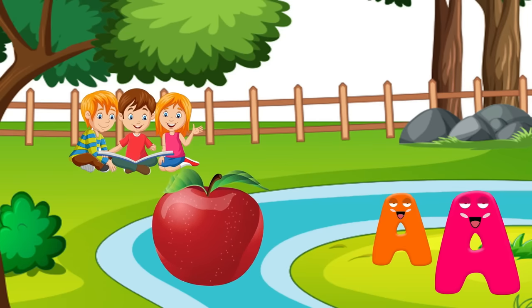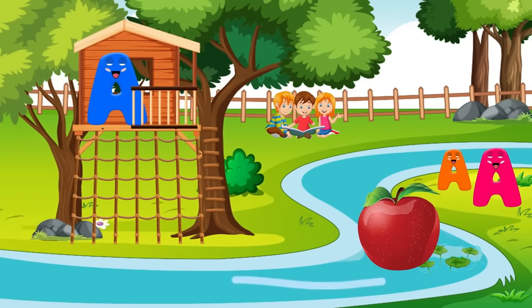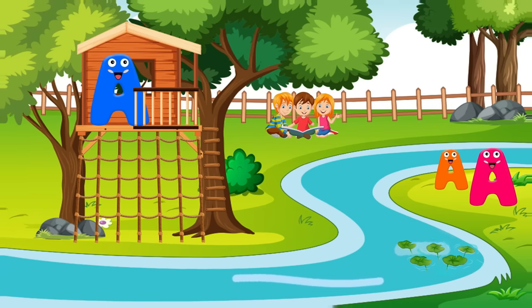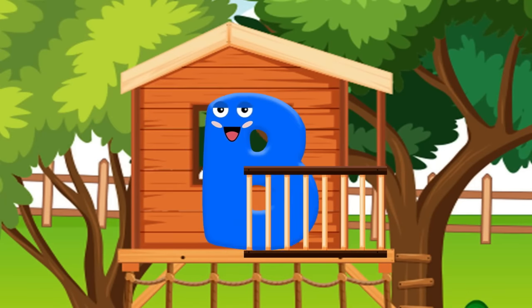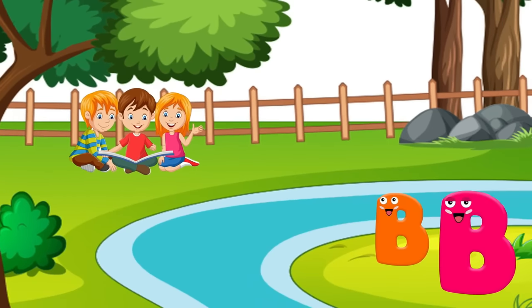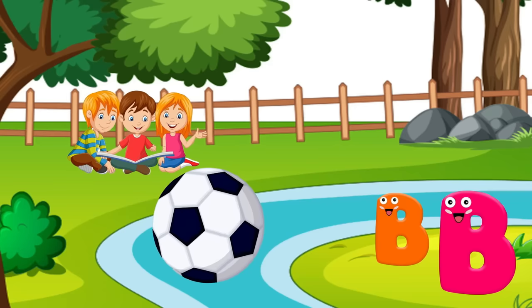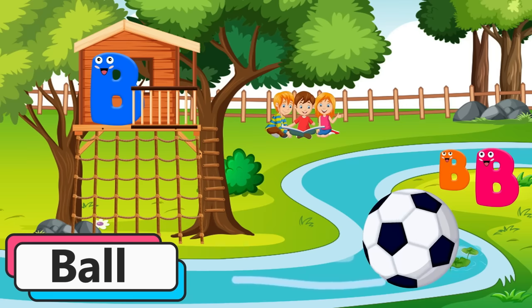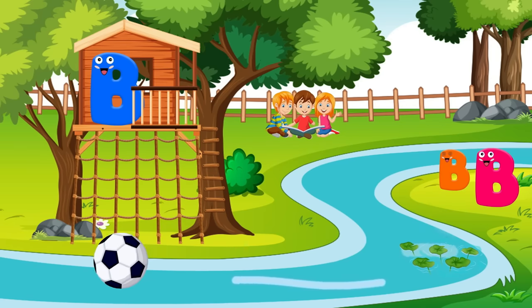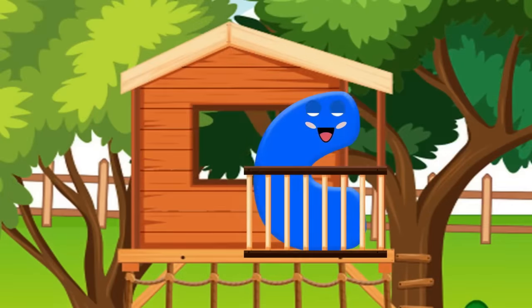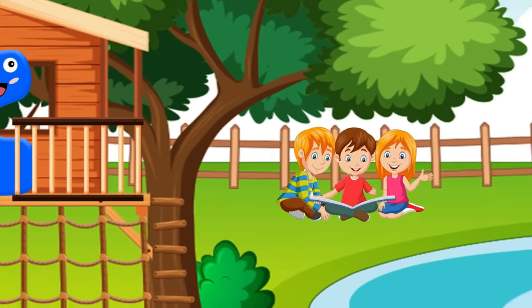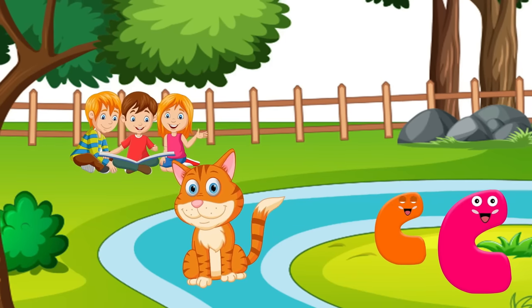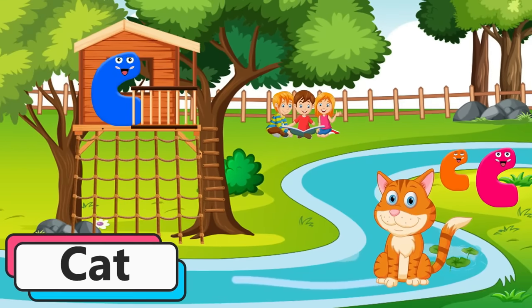A is for apple. A is for apple. B. B is for ball. B is for ball. C. C is for cat. C is for cat.